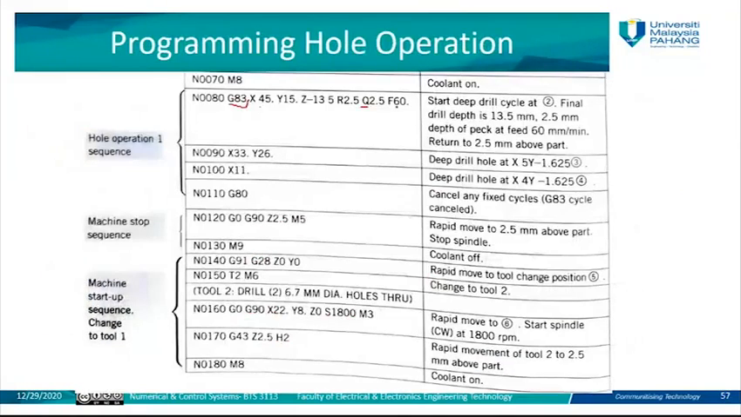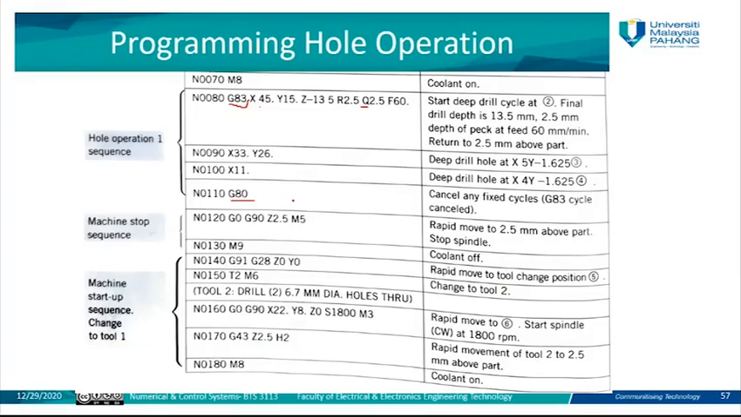Then the feed rate is 60, so it will run at the feed rate 60. So this will be the first drill, then move to point number 3 to create the second drill, move to number 4 to create the fourth holes here, then stop the drilling cycle.